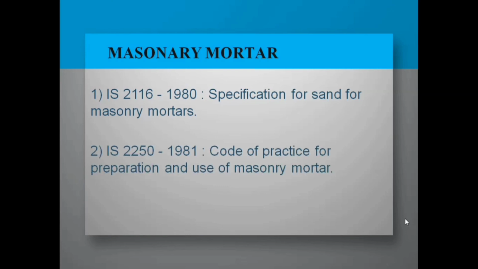Next code, IS 2250 1981, Code of Practice for Preparation and Use of Masonry Mortars. This standard code explains preparation of masonry mortars and their use in masonry works. But this standard code does not explain use of mud mortars, gypsum mortars, and bitumen mortars. It just explains the use of masonry mortars.